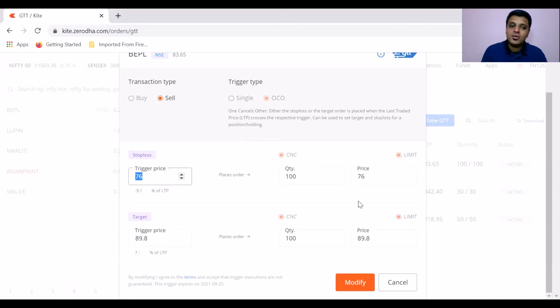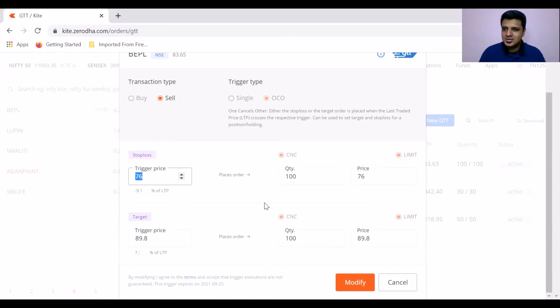So if I had placed a sell order for BPL at 90 rupees at say 9:30 a.m. today, at 3:25 or 3:30 p.m., that order will be automatically cancelled by the system. But when I do a GTT, you can see here, this trigger will expire on the 25th of September. So basically, I set this order on the 25th of September, 2020, and now it's valid for one entire year. So I don't have to keep on resetting orders. I can just set this and go.